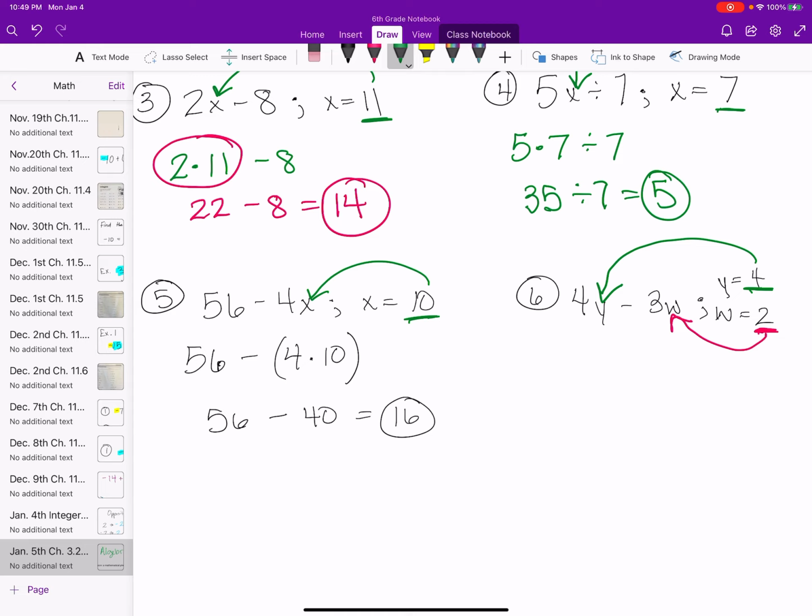Okay, so we're going to get 4 times 4 minus 3 times 2. So we're going to do our multiplications first. We're going to do 4 times 4 is 16. 3 times 2 is 6. Don't forget about that subtraction. And we get 16 minus 6 equals 10 as our final answer.